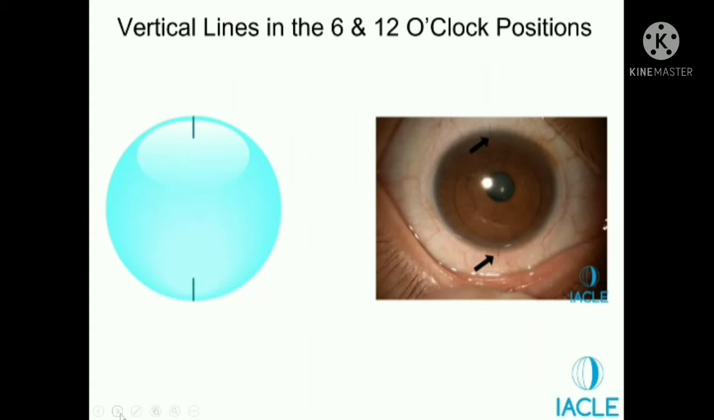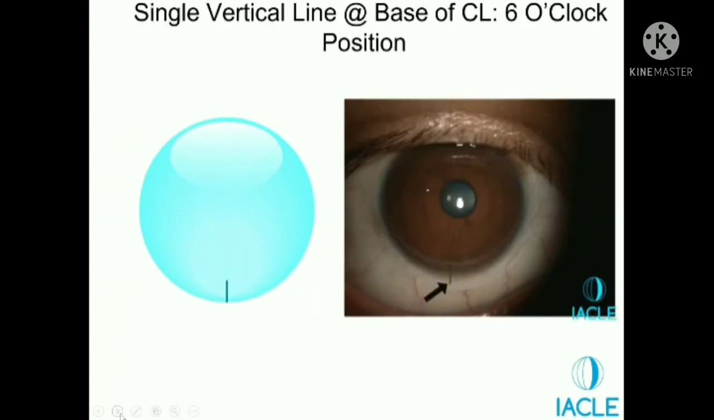So let's look at some other types of scribe marks. Some of the lenses may have a vertical line at 6 o'clock and 12 o'clock position, as you can see in this picture, on the eye as well as outside the eye. Then some of them will just have one single line at 6 o'clock position. Ideally, this is supposed to be orienting at the 6 o'clock position of the eye, and this is what you will see in most of the patients. And if you don't see this, what we need to do, we can discuss that later.